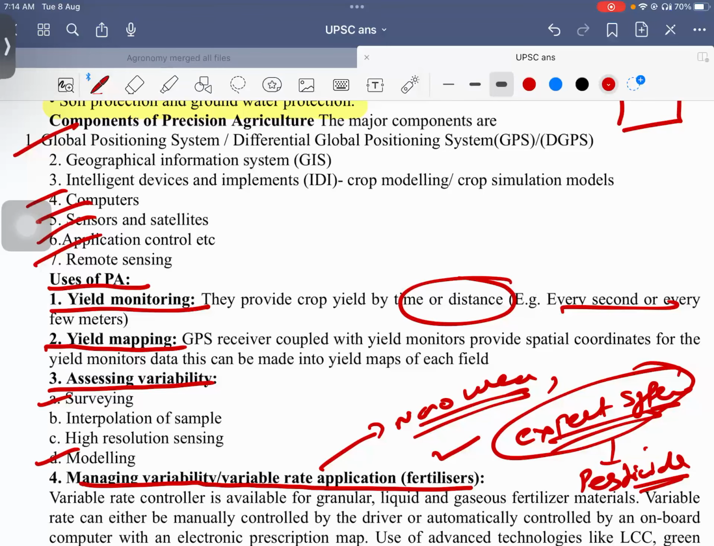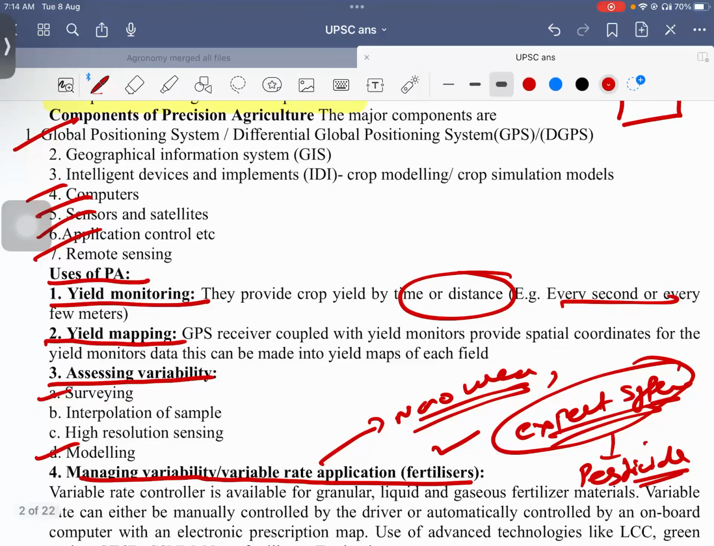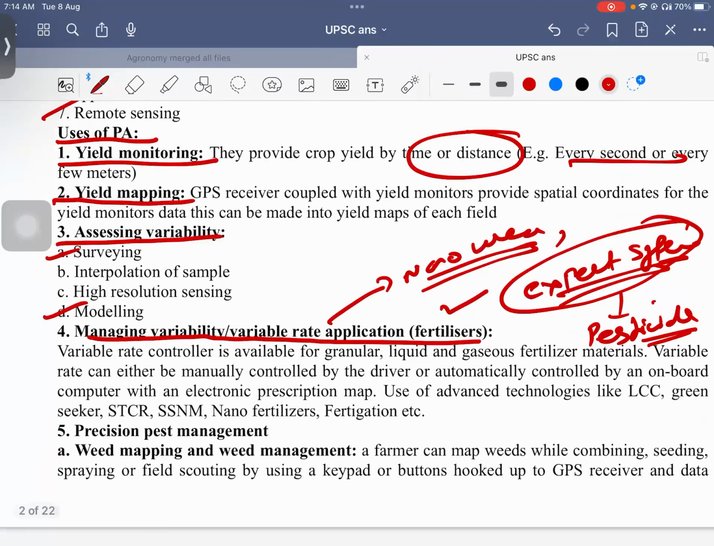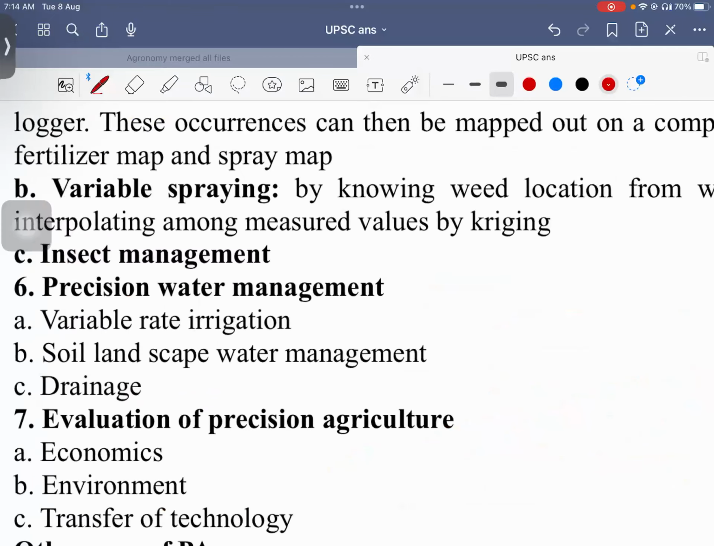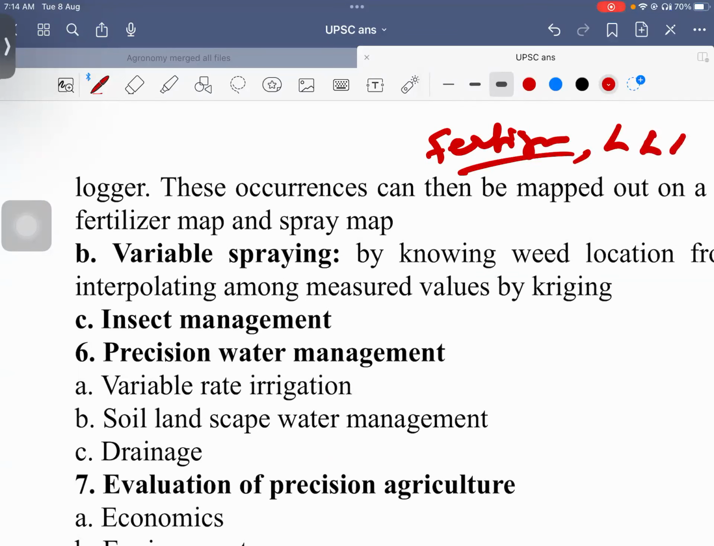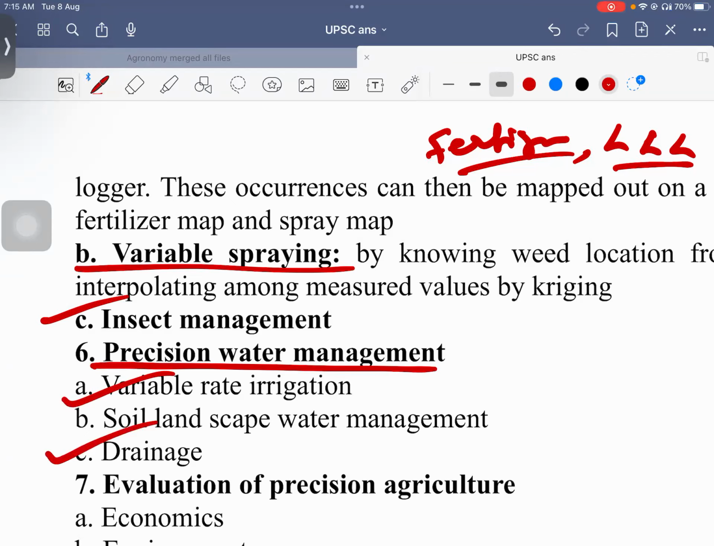And also we have precision management tools, weed mapping and seed management tools. Even fertigation and laser land leveling also come under precision agriculture. It means all the technologies by which we can precisely use our inputs. So variable spraying, insect management and precision water management, variable rate application, providing drainage.